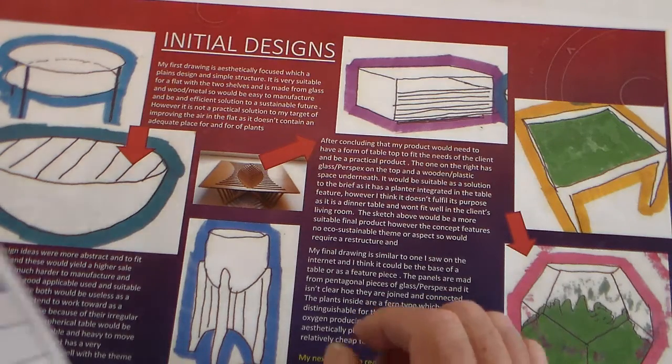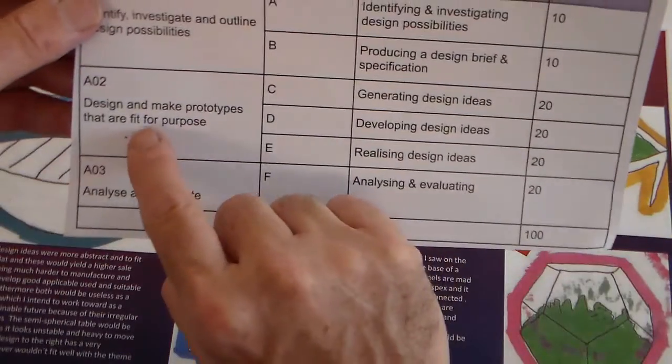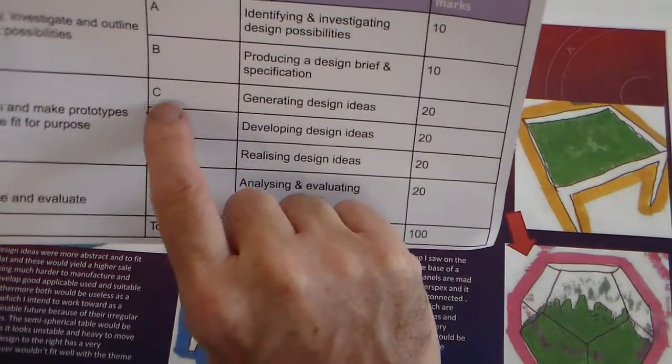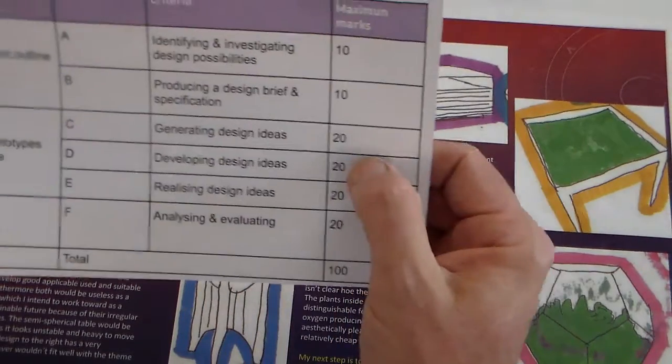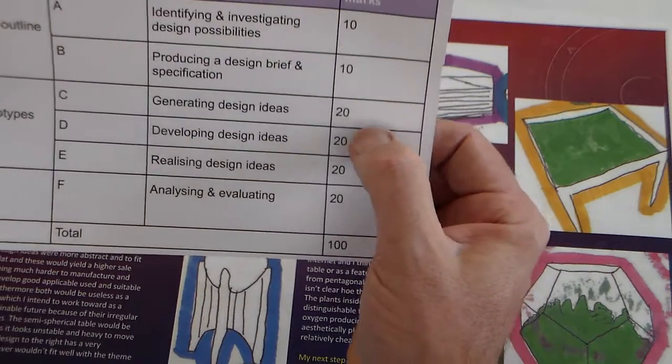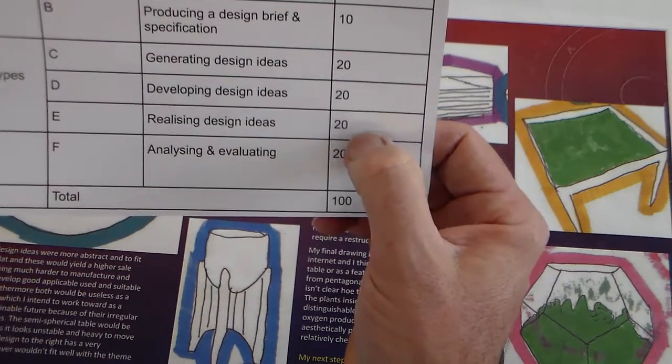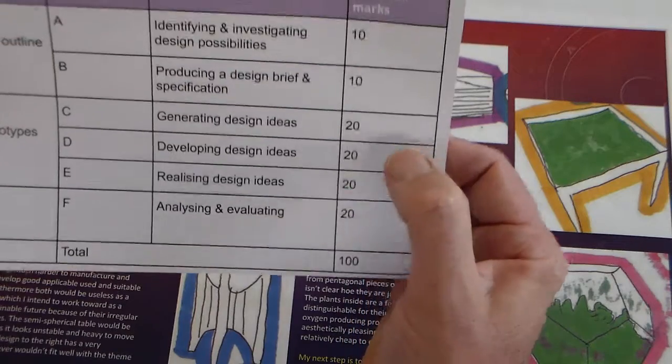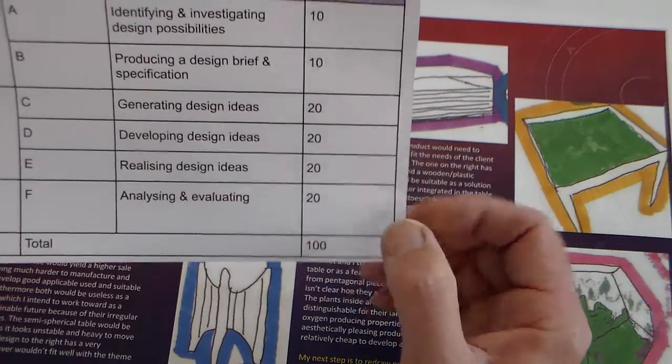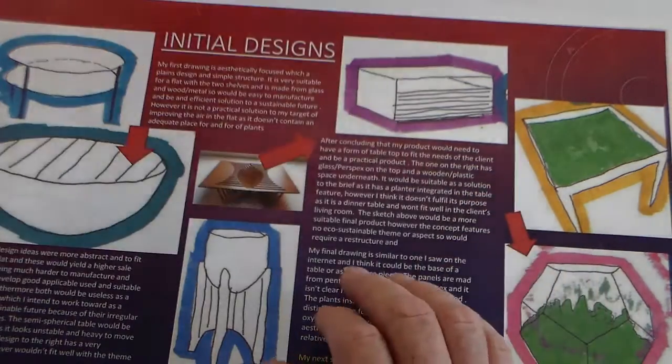In this clip, we are going to be having a look at creating your initial design ideas. This comes in here at AO2, Section C, Generating Design Ideas. If you take a look at this, you can see that generating design ideas, developing design ideas and realization, which is making the thing, are all 20 marks each. So this is as important as making the thing.